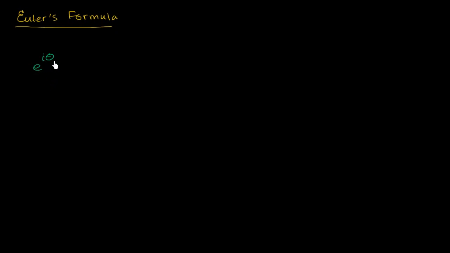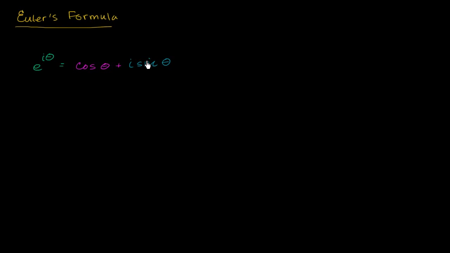But Euler's formula tells us that e to the i theta, and there's a very good rationale for saying this, is going to be equal to cosine of theta plus i sine of theta. And so one thing I want to do is explore this a little bit.